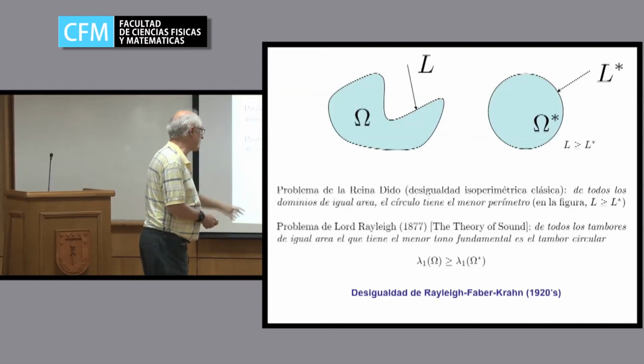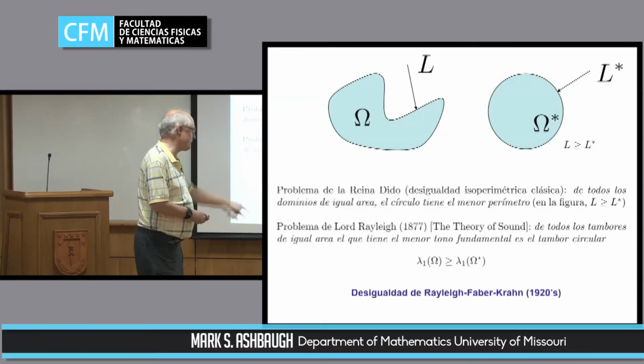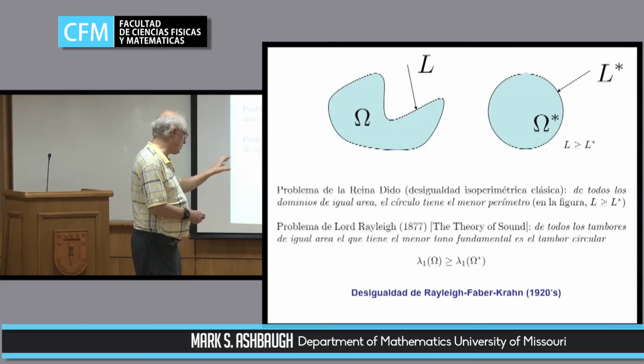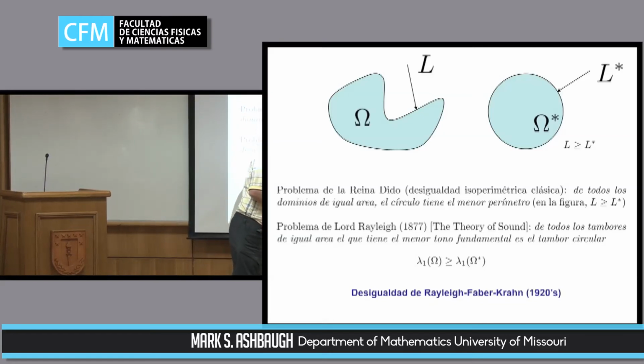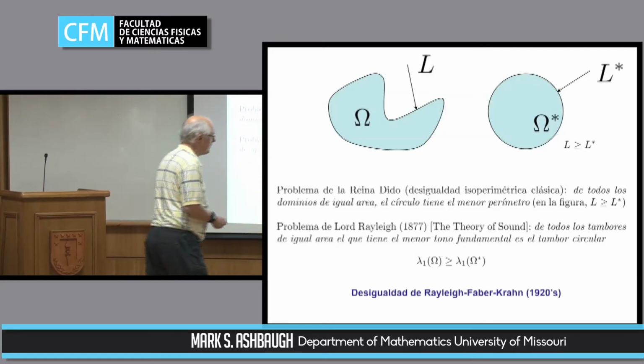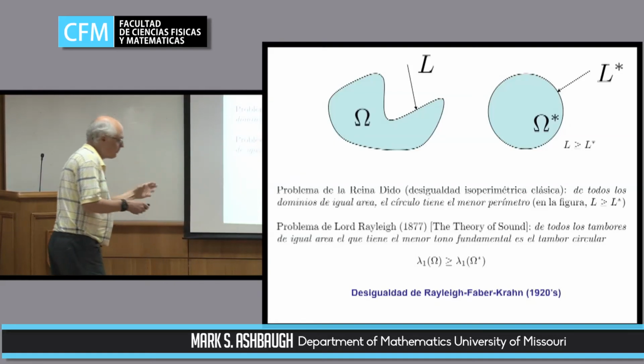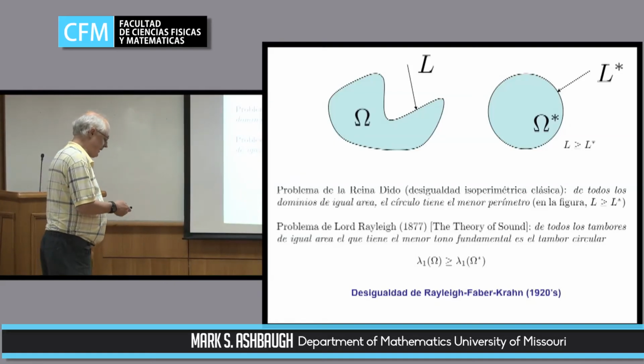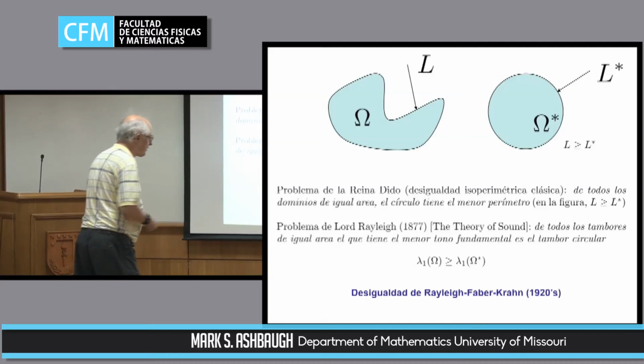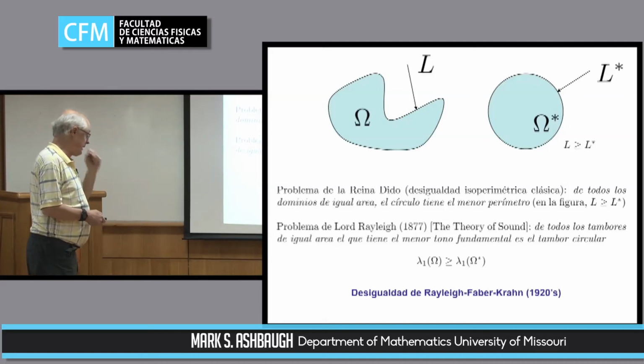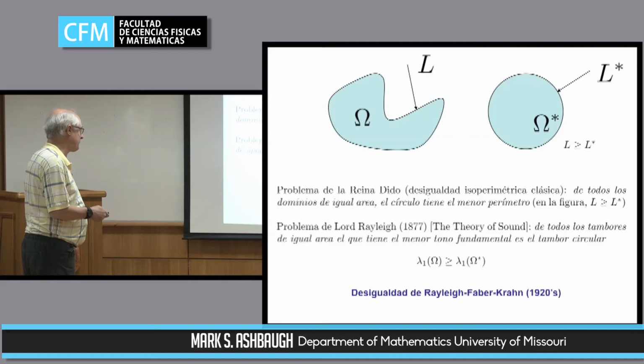In mathematical symbols, we're talking about first eigenvalues of the two drum problems. In other words, omega here would be representing the drum that we start from, and omega star would be the drum that's circular of the same area. And this leads into what's usually called the Rayleigh-Faber-Krahn inequality, which is exactly that.